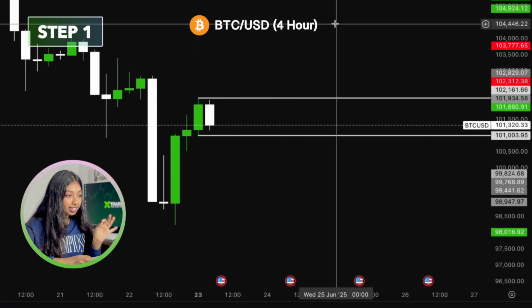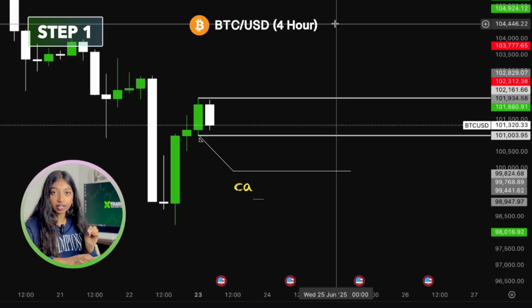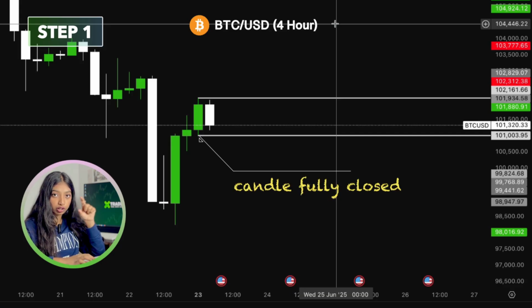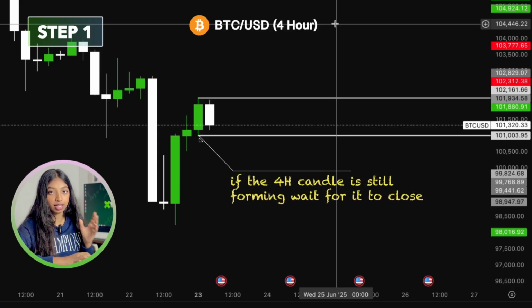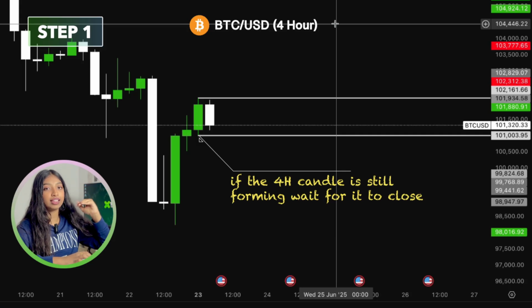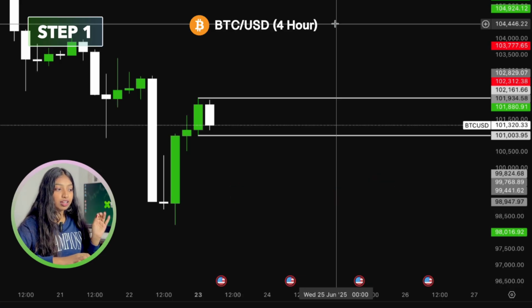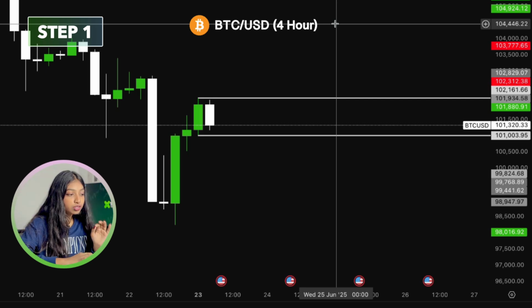Awesome. Now, a quick tip is that you have to make sure that the 4-hour candle where you mark your range should be fully closed before you mark it. If it's still forming, wait for it to close first, okay? Because if it's still forming, it's likely it can reverse or hit your lines first. So wait for the 4-hour candle to fully close and then mark your levels, okay? Good. Now, once that's done, we now have our daily range. Perfect. Now this is what we'll be using to catch our scalping entries throughout the day.